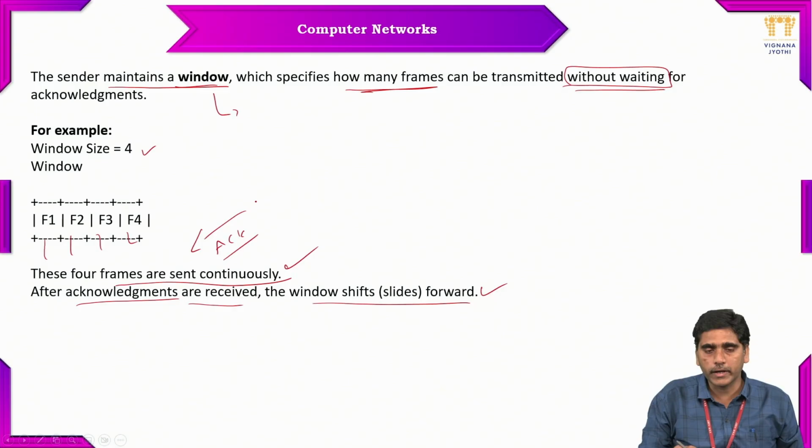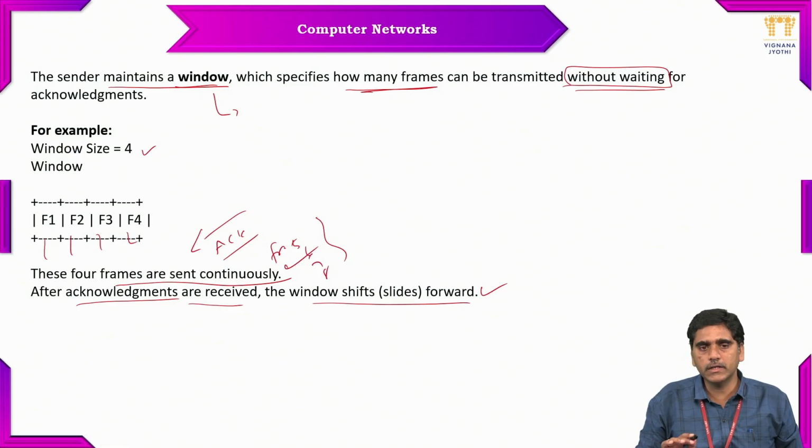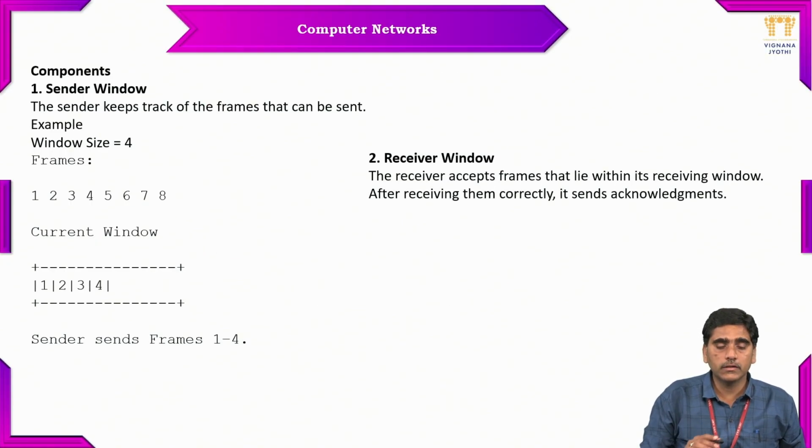So now the window is shifted again to the next frames: frame 5, frame 6, frame 7, frame 8. That means the window slides forward to the next frames. It is ready for sending the next frames because it received an acknowledgement that 4 frames are received.